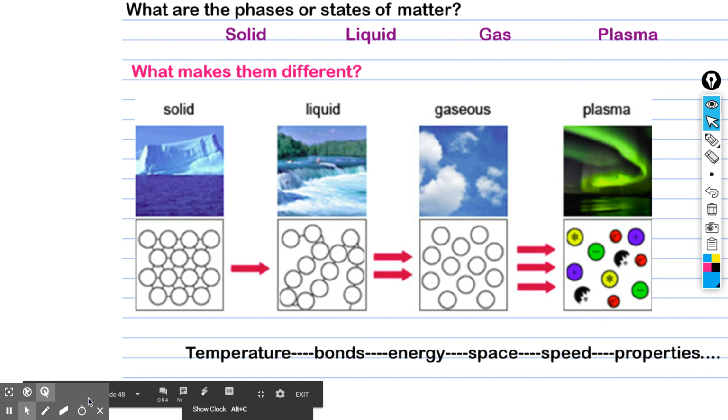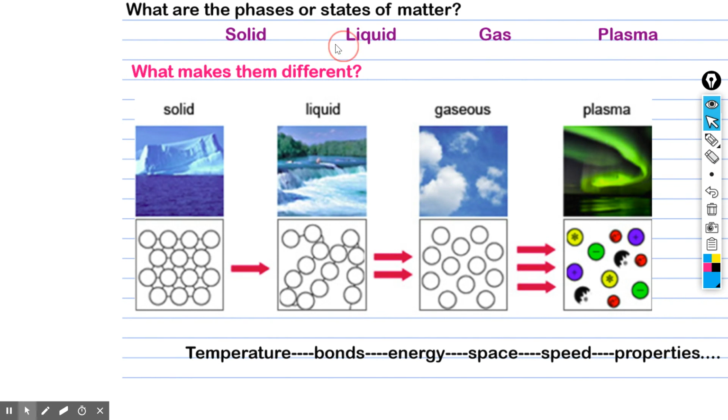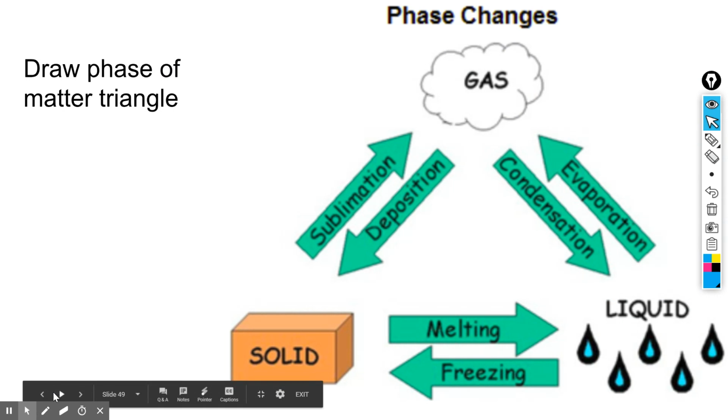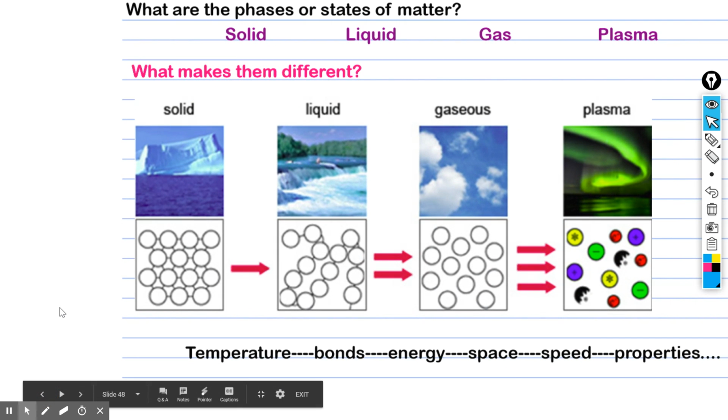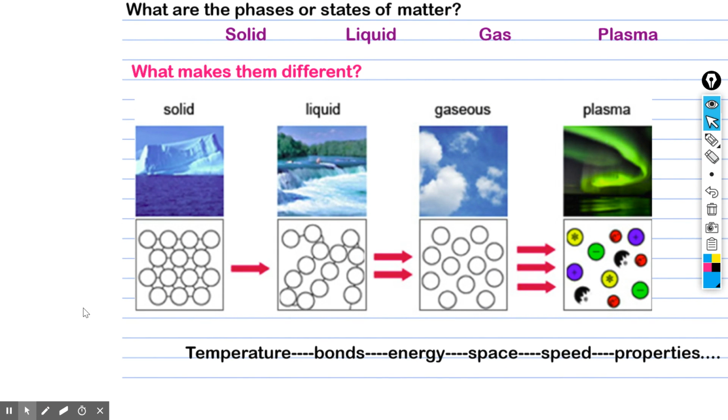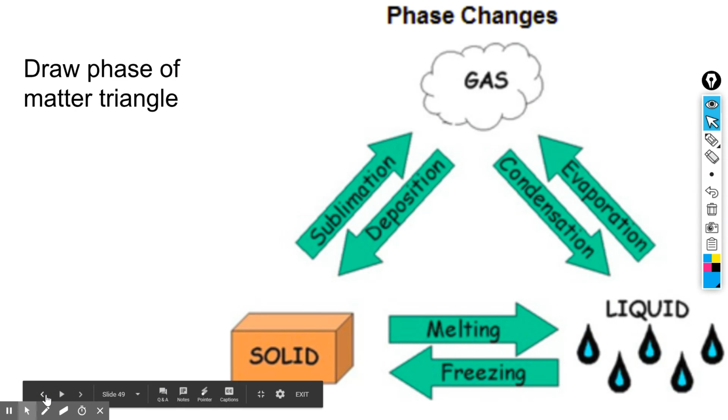They are solid, liquid, gas, and plasma. So that first line on your discussion organizer, the four phases of matter are solid, liquid, gas, and plasma. I'm going to keep going. You can pause the video if I'm going too fast. This asks us what makes them different. So what is the difference between a solid, a liquid, and a gas?